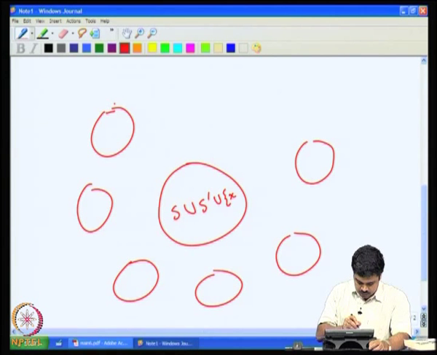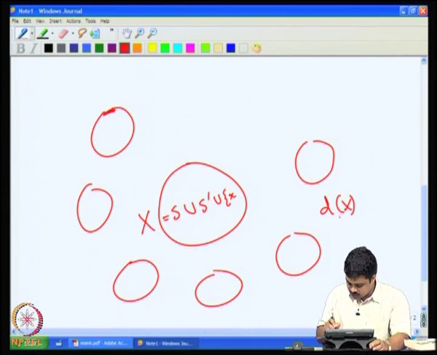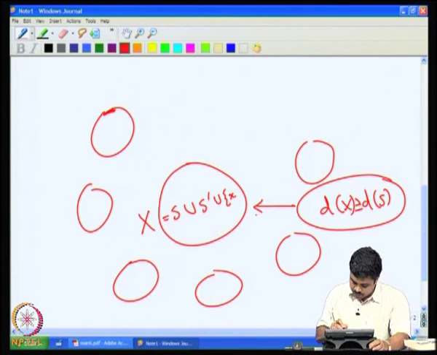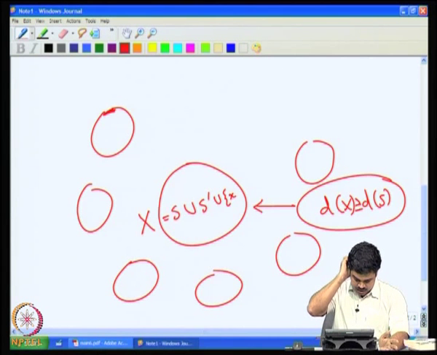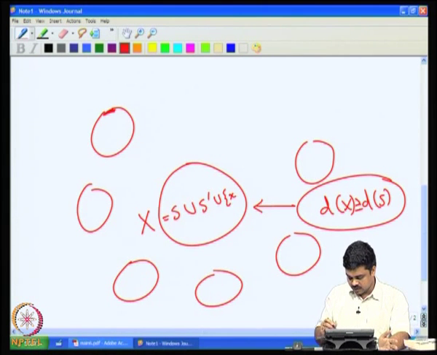How? Anyway, this is a bigger set. If I call this set X, and if I can show that D of X is greater than or equal to D of S, then I will be proving that X also belongs to F, right? Either S is not in F or X is also in F. That is what I will prove. So how do I do that?